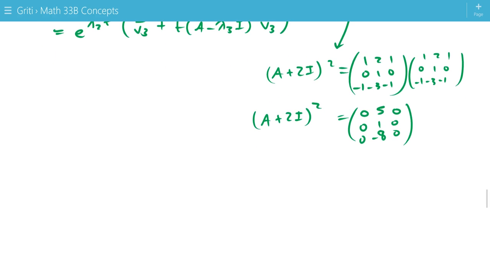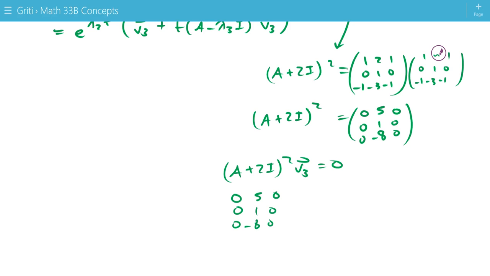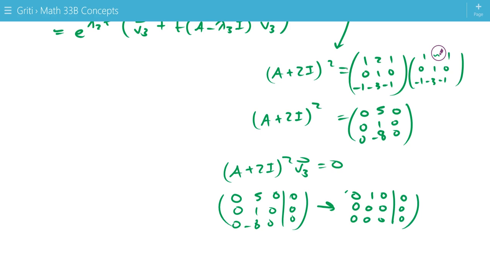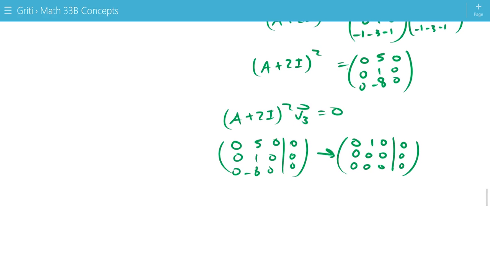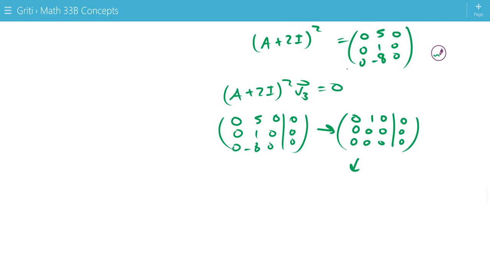So now we look at the null space of this, to find V3. So this gives us the augmented matrix that looks like this. And row reducing that gives us 0, 1, 0, 0, 0, 0, 0, 0, 0. So this has dimension 2. So it actually gives us 2 vectors. The only condition is that our middle variable be 0.